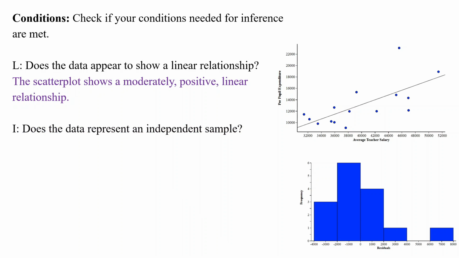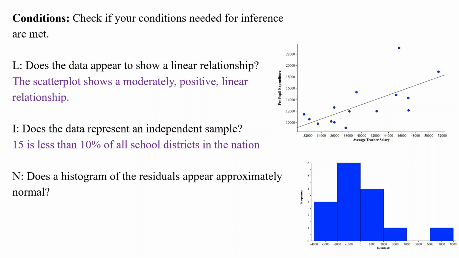I is independence, right? Does the data represent an independent sample? So is the sample size less than 10% of the population? Again, this we usually just do in words. And we state 15 is less than 10% of all school districts in the nation. That is a pretty safe assumption. So we're going to go on and continue with this and assume it's true.